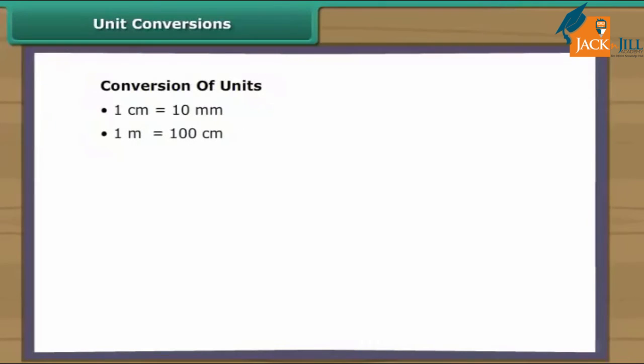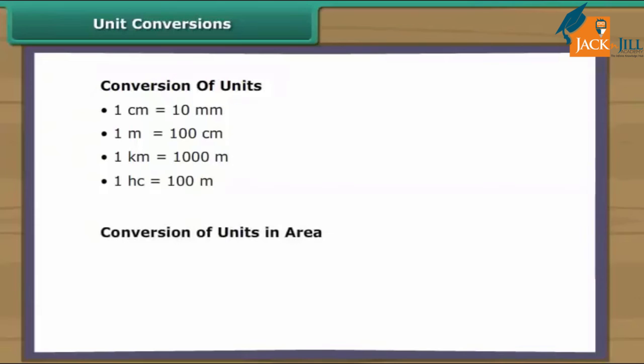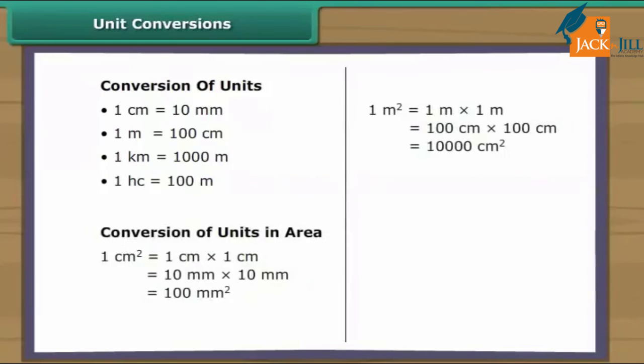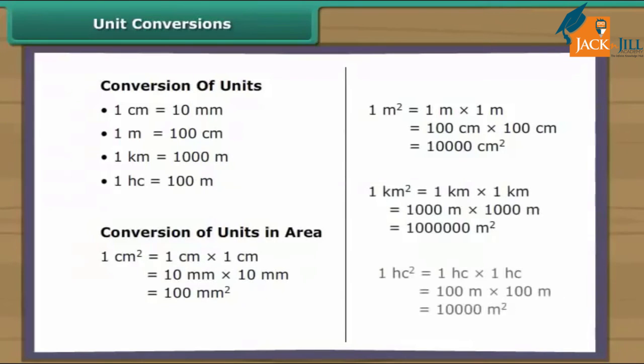Unit conversions. We know that in 1 centimeter there are 10 millimeters. In 1 meter there are 100 centimeters. In 1 kilometer there are 1000 meters. In 1 hectare there are 100 meters. Sometimes we require changing from a bigger unit to a smaller unit. Now we know the basics of the unit system, so we can easily convert from a bigger unit to a smaller unit as following.